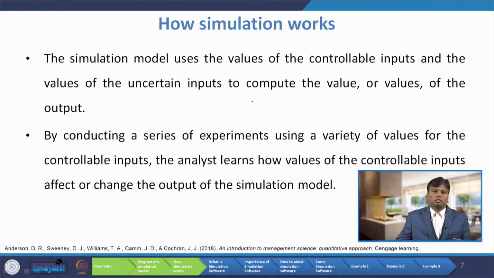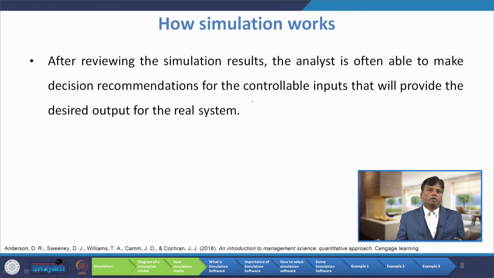How does simulation work? The simulation model uses the value of the controllable input and the value of the uncertain input to compute the value of the output. By conducting a series of experiments using a variety of values for the controllable input, the analyst learns how the value of the controllable input affects or changes the output of the simulation model. After reviewing the simulation results, the analyst is often able to make decision recommendations for the controllable input that will provide the desired output for the real system.